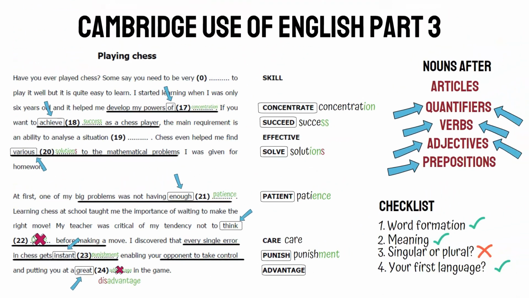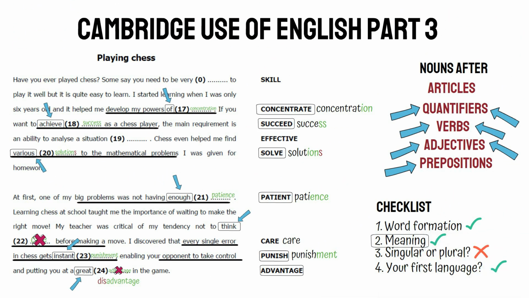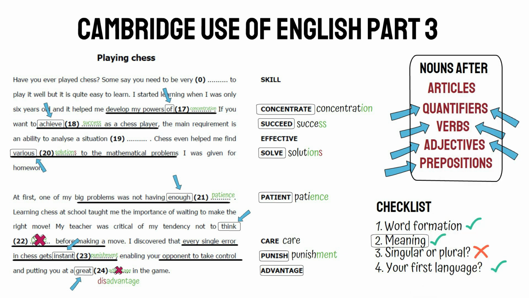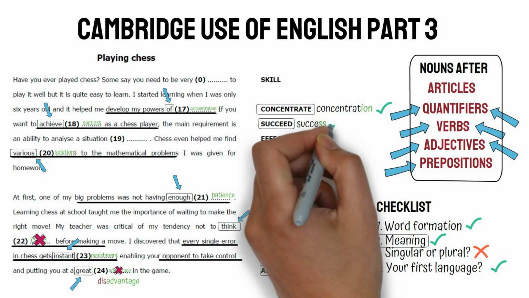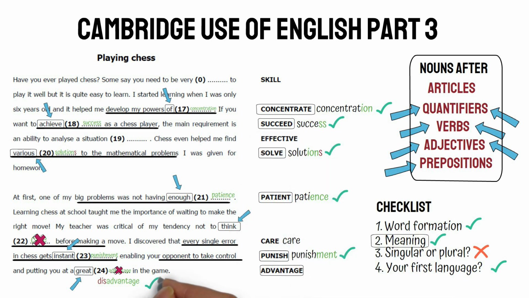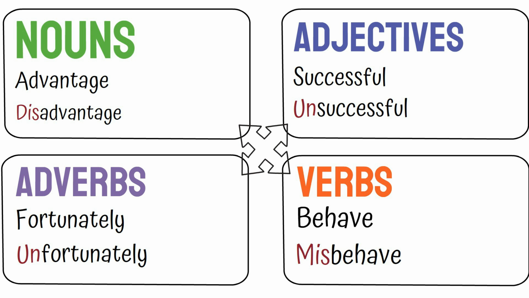So, remember to check point 2. The sentence needs to make sense. Many learners lose points here. Here you can see that nouns are an important part of Use of English Part 3 in this B2 exam. We have found 6 correct answers that are all nouns. Let's look at the word classes and how to spot them in Part 3.